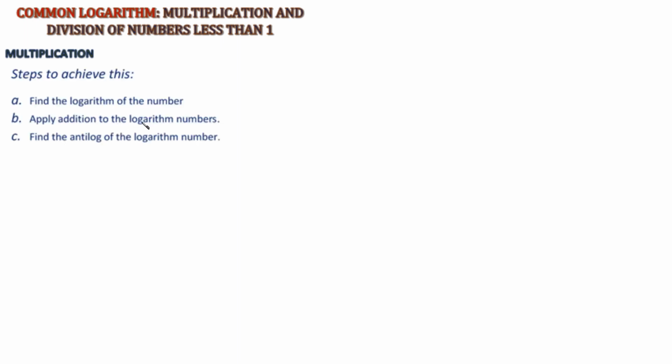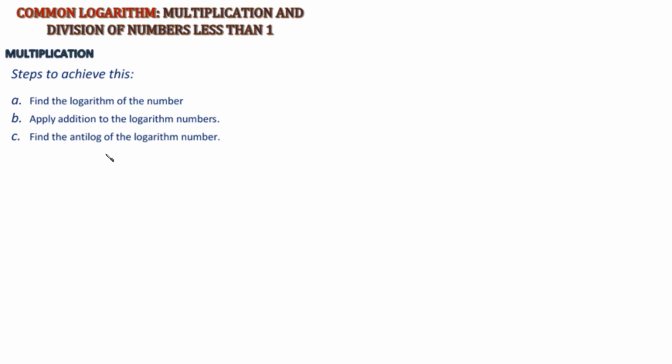Multiplication and division of numbers less than 1. How can we multiply numbers using a logarithm table or divide numbers using a logarithm table, for numbers less than 1, like 0 point and the rest? Now let's start with multiplication. To achieve this in multiplication, first, find the logarithm of the numbers you are multiplying. Then, for multiplication, you add the logarithms of the numbers together, then find the antilog of your final answer.